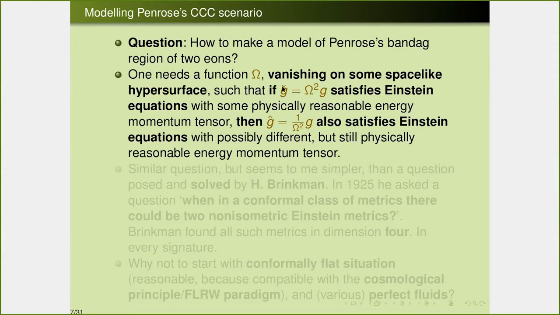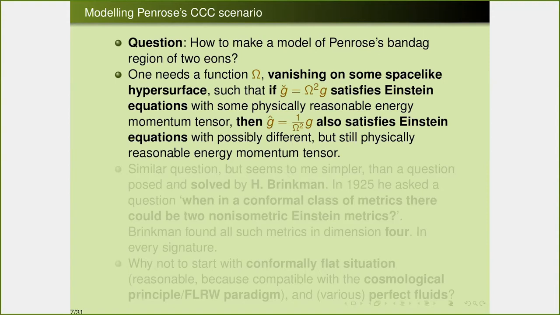You essentially require that you have two metrics G check and G hat that are conformally related, and then they are also Einstein and they are not isometric. So in other words, if you want to make something like this, you would like to have a conformal class which admits two different Einstein metrics, but Einstein metrics in the physics sense though. So the Einstein equations are to be set as they should be.